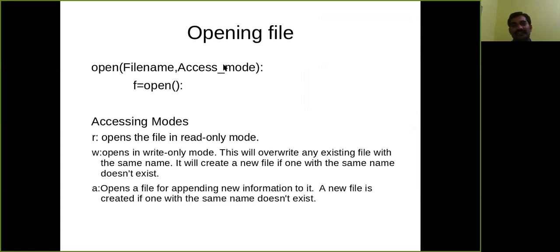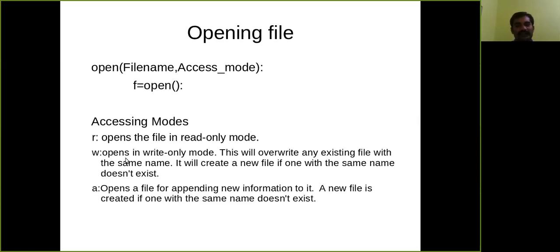Within the round brackets, we have to pass the file name and access mode. Access mode says for what purpose, in which mode, we want to open the file. Suppose we want to read from the file or write into the file. So access mode specifies that the file is opened for reading or writing. The normal modes are reading, writing, and appending: r for read, w for write, and a for append.